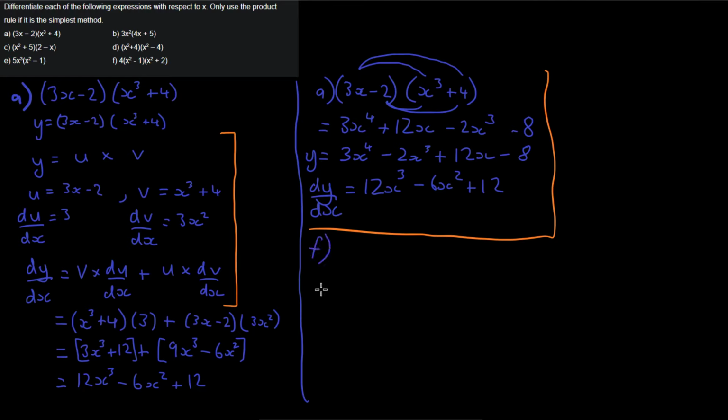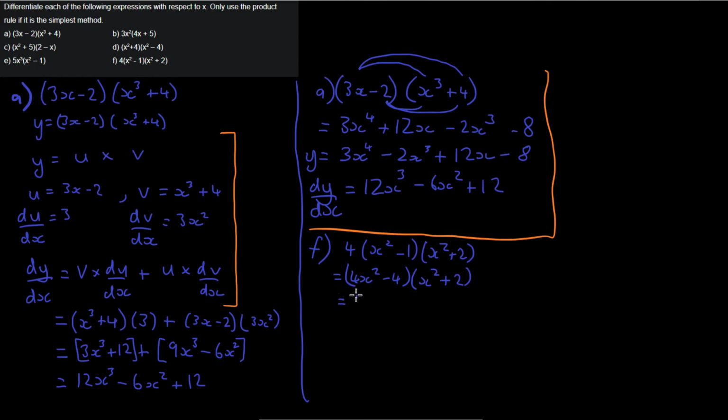So for f, I can see I've got a function of x multiplied by another function of x. Let's try and expand this one instead of using the product rule and see what happens. So 4, open bracket, x squared minus 1, x squared plus 2 in our second bracket. So let's expand this. I might do the 4 times this first bracket first. So 4x squared minus 4. And we still need to multiply by x squared plus 2.